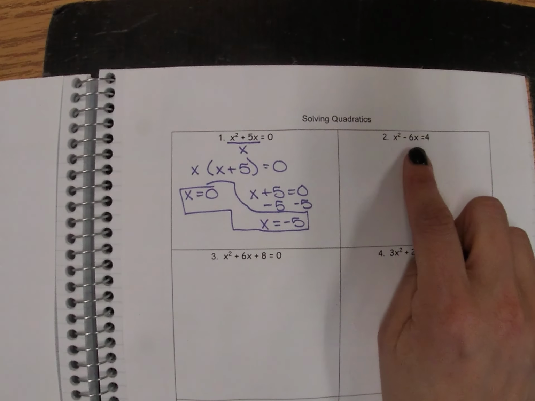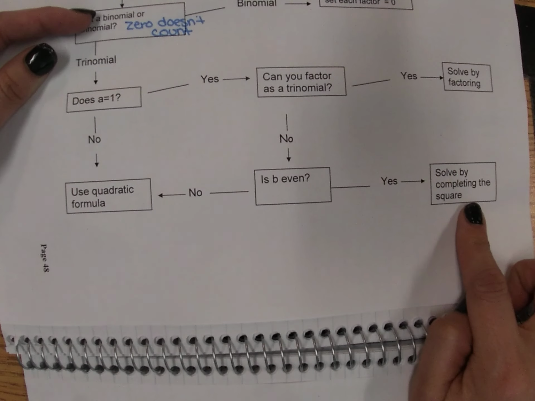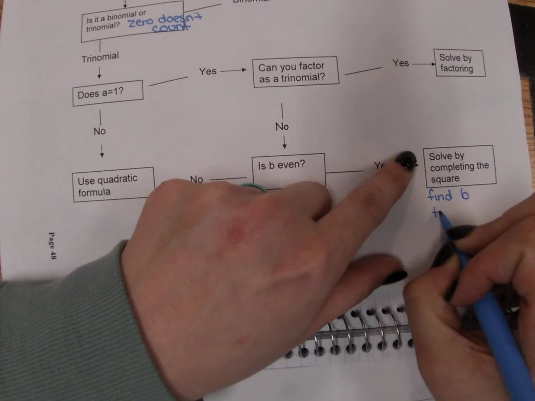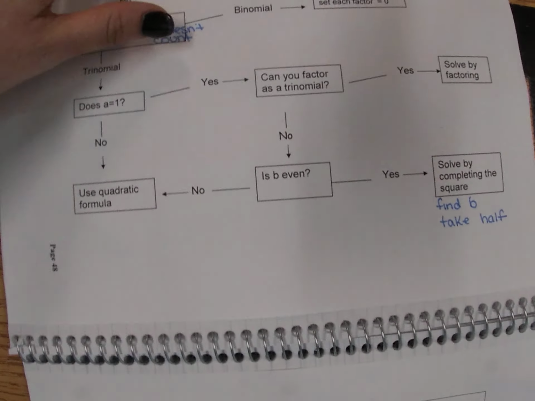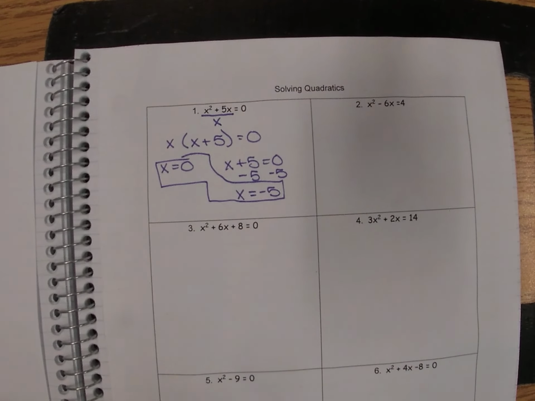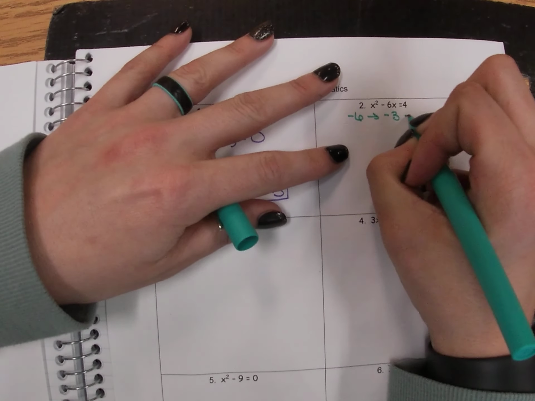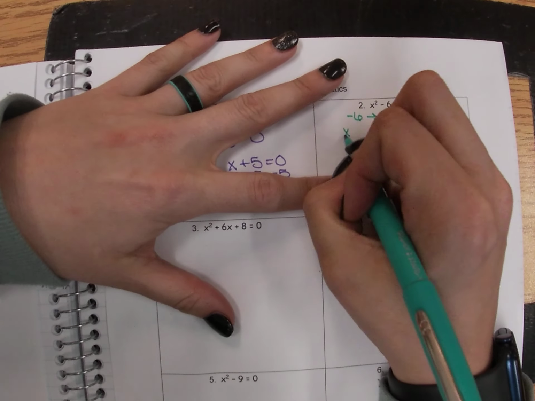Is B even? Yes, our B value is even. So this is suggesting us to solve by completing the square. Solving by completing the square is that option where we find B, take half, and then square it whole, that whole process. So we're going to solve by completing the square. We find B, which is negative 6. We take half, which is negative 3. We square it, which is 9. So we're going to add that 9 to each side.